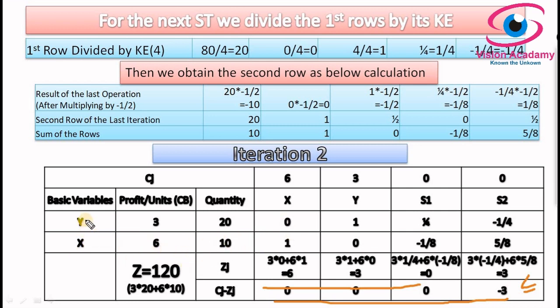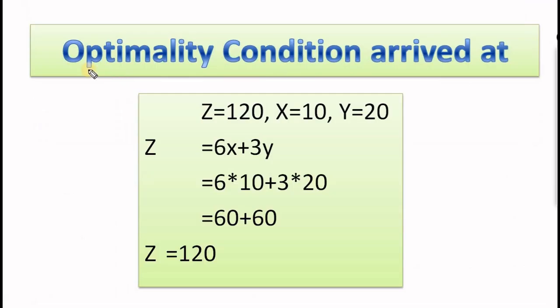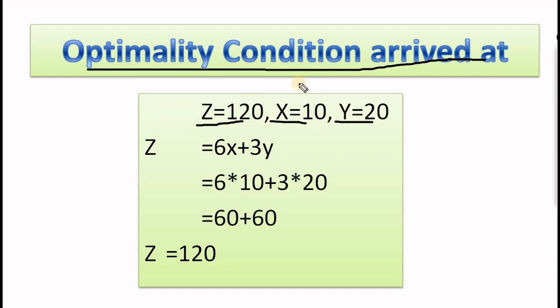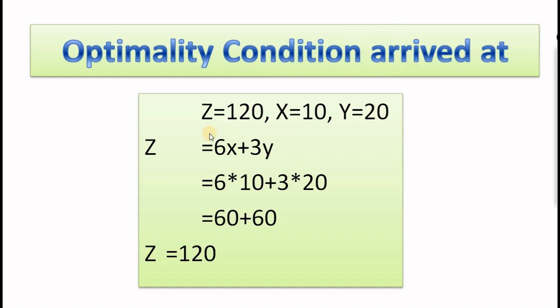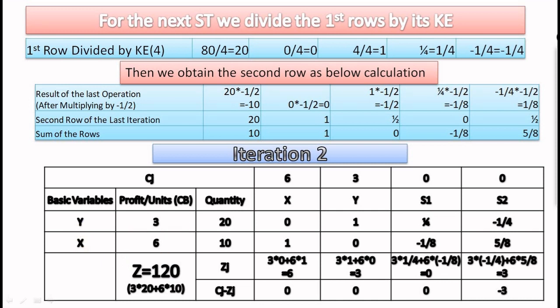In the basic variables, x and y are there. Since in the basic variables we have x and y, and Cj minus Zj are less than or equal to 0, this is the optimal solution. Then let us see at which corner we arrived at the optimality condition. At Z 120, X 10 and Y 20 we arrived at the optimality condition. This is the value we obtained in the last column: Z 120, X 20 as the quantity, Y 10 as the quantity.